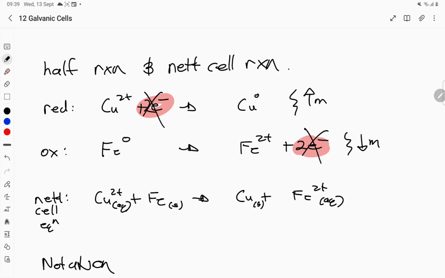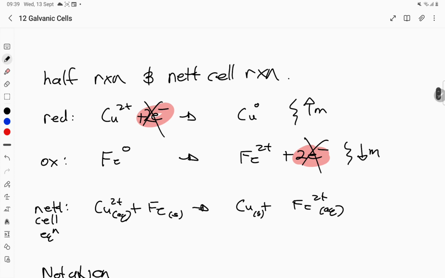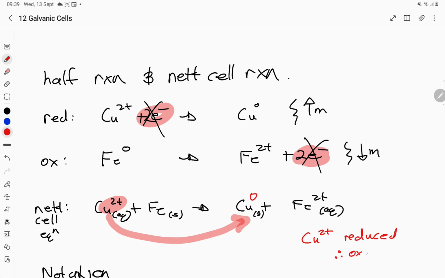Not too difficult, eh? I'll do one different thing, just so we can see. It's actually grade 11 work, but what's happening to copper 2 plus? Is it being reduced or oxidized? Remember, we have a 0 charge. So there is a reduction in the oxidation state there, so it's being reduced. So copper 2 plus, Cu2 plus, is being reduced. Therefore, it is an oxidizing agent.